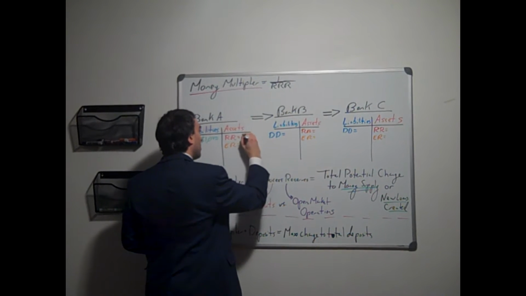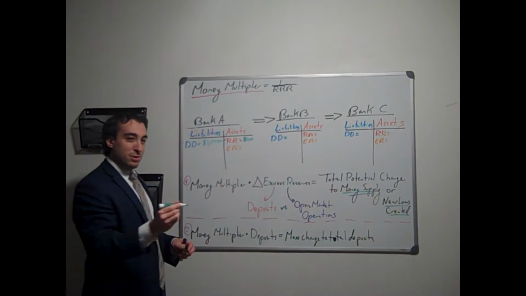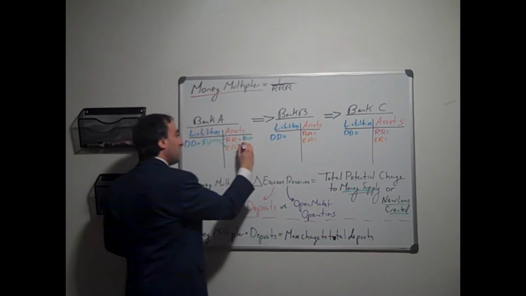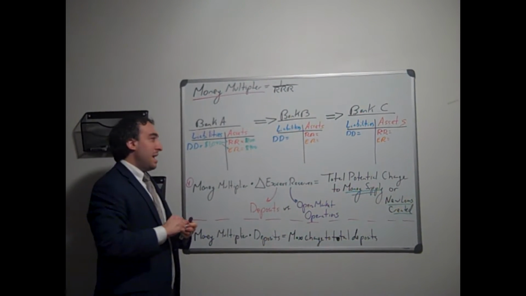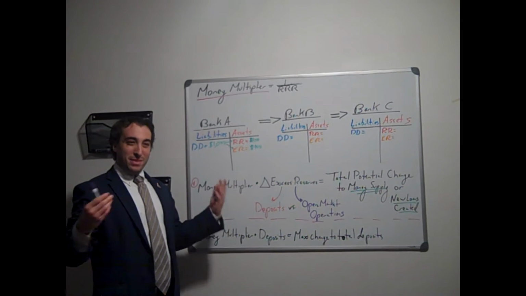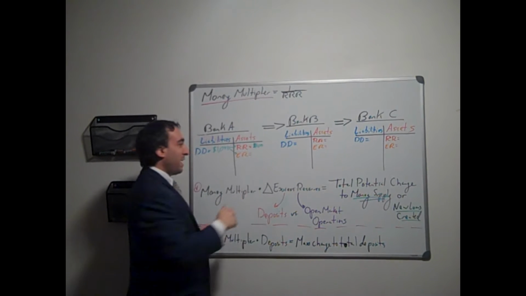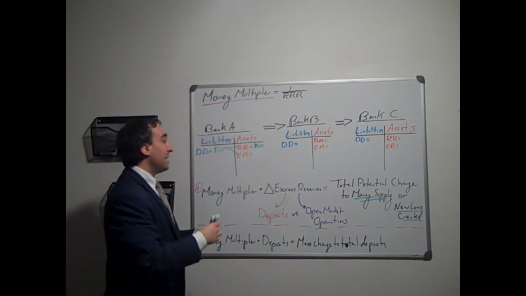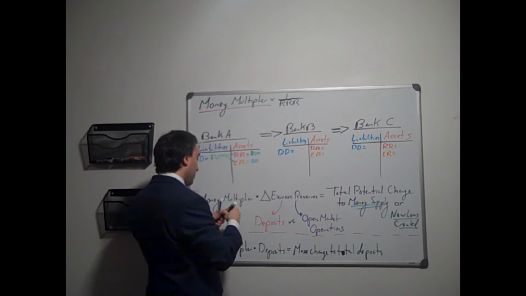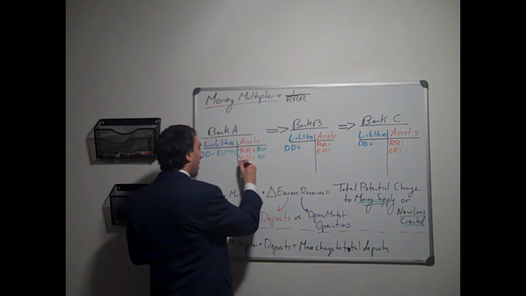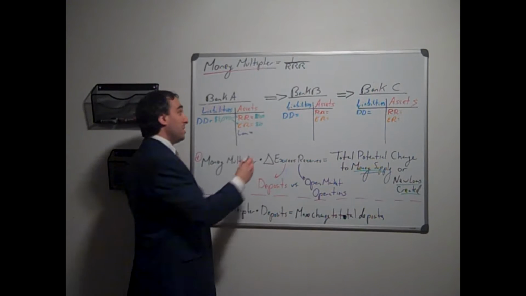$100 that must go to required reserves if it's a deposit, and the remaining $900 could go to excess reserves. Somebody came to the bank and asked for a loan, and the bank said indeed. So the bank took that $900, now there's $0 in excess reserves, and that $900 became a loan.